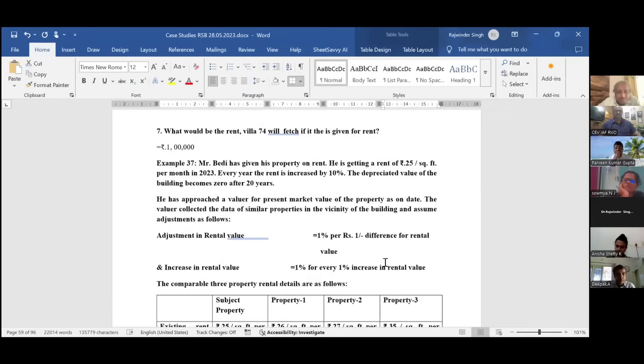He has approached a value for the present value of the property as on date. The valuer collected the data of similar properties in the vicinity of the building and assumed the adjustments as follows. Adjustment in rental value is 1% per rupees 1 difference in the rental value, and an increase in rental value of 1% per every 1% increase in the rental value.